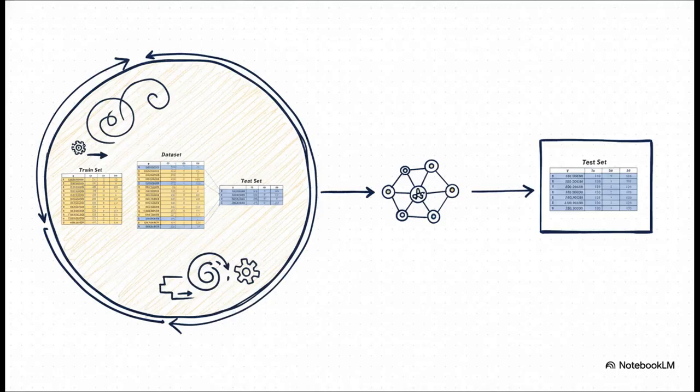You take your beautiful, complete data set and you slice it into two pieces. The bigger chunk becomes your train set. That's what you use to actually teach the model. The smaller piece, the test set, you lock away in a vault. You don't touch it until the very end. That's your final exam to see how well the model performs on data it's never ever seen before.